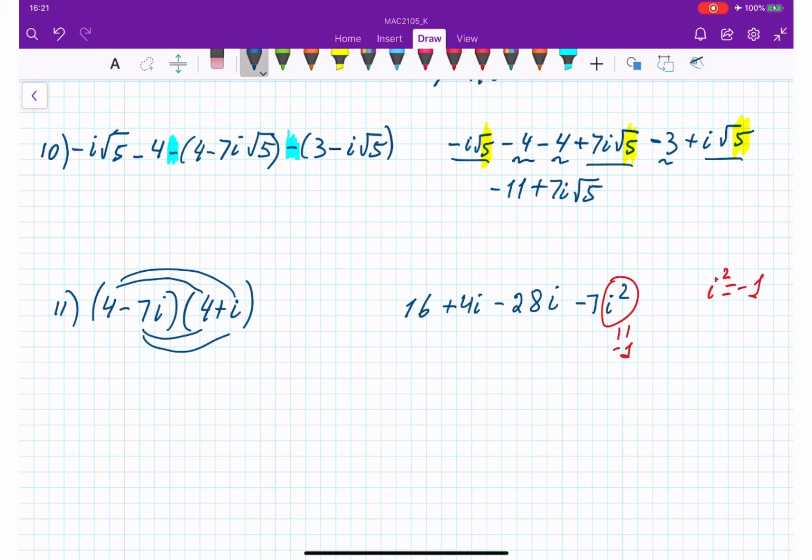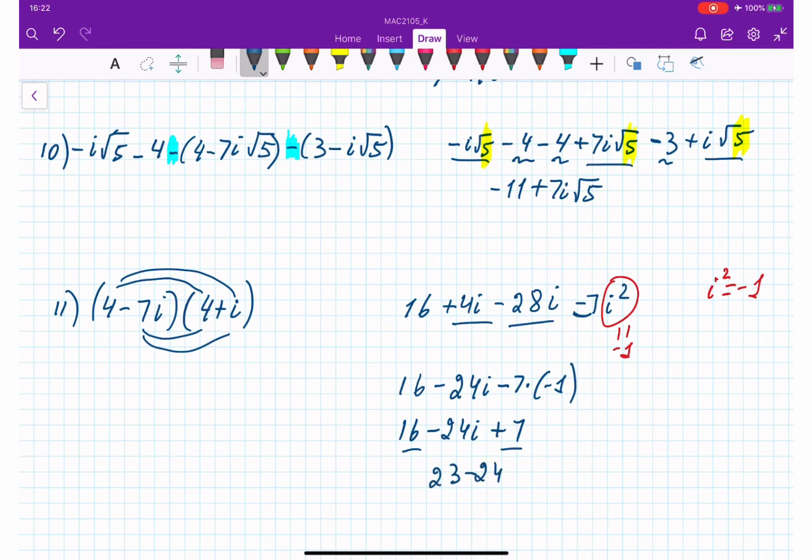What do we get? Combining like terms, positive 4i, negative 28i, we will get 16. Here, these like terms will be minus 24i. And since i squared is equal to negative 1, with this negative also, we will get plus 7. Okay, let me go slow. Minus 7 times negative 1, yes, and that is equal to 16 minus 24i plus 7. All right, these two are like terms. It's going to be 16 plus 7, 23, minus 24i.